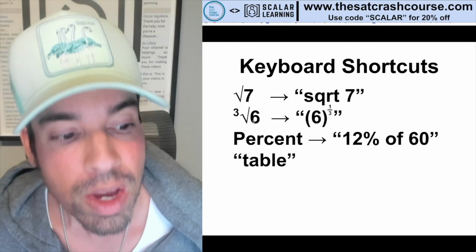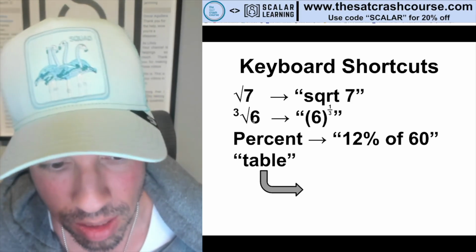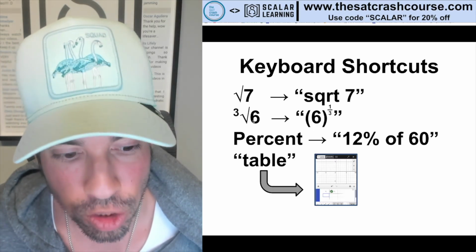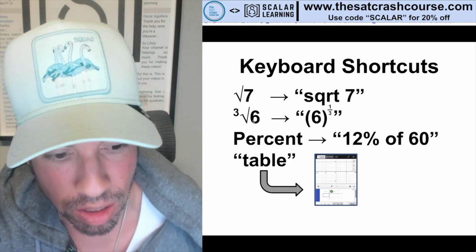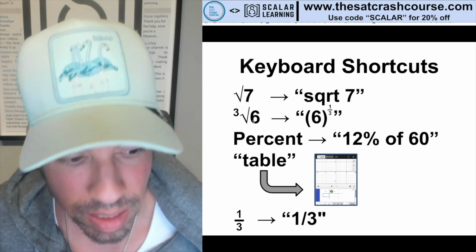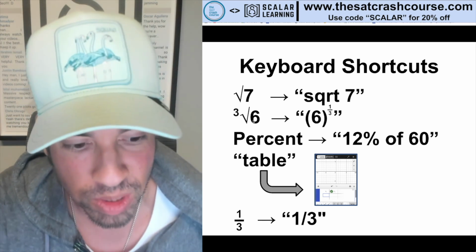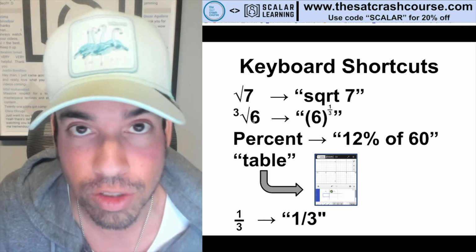It's very powerful. If you want to get a table to render, just literally type in the word table. And when you do that, this is what's going to pop up. You can see in that little image down there, that is an X1, Y1 table. And last but not least, if you wanted to get a fraction to show up, you literally write 1 and then that division symbol, that slash symbol, 3, and it will turn into a fraction.